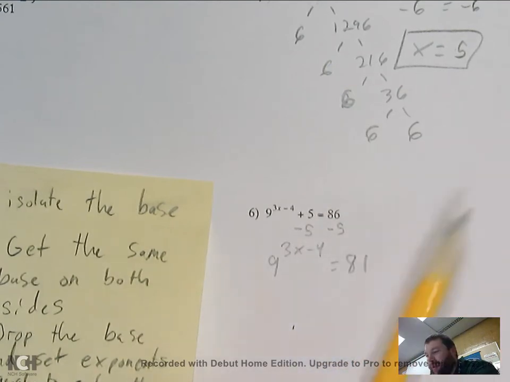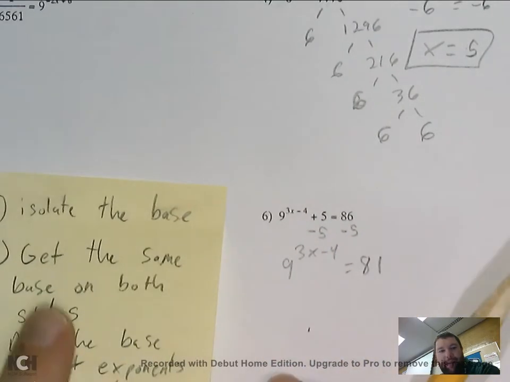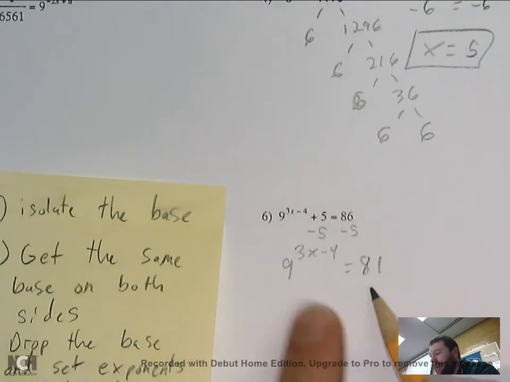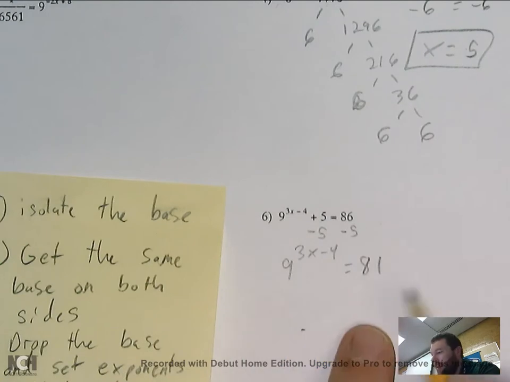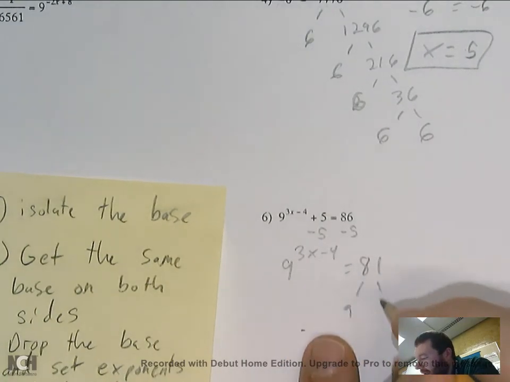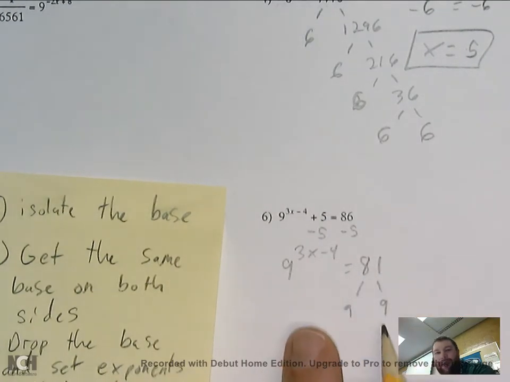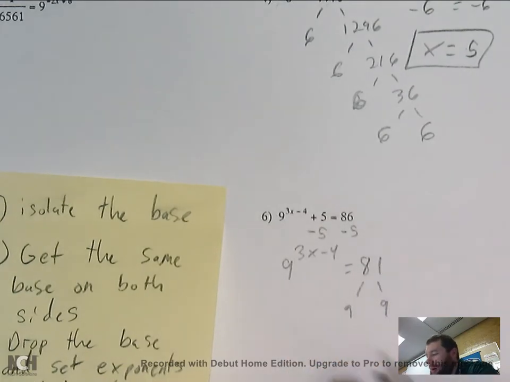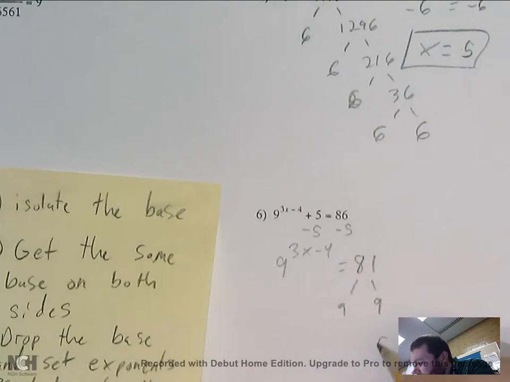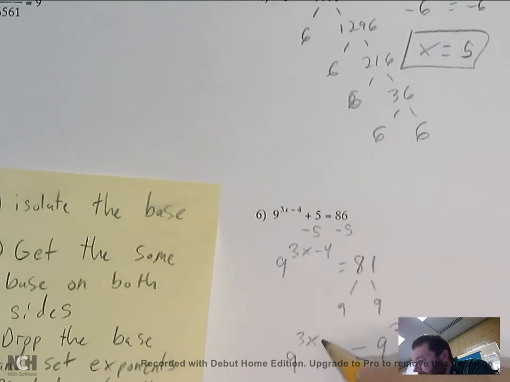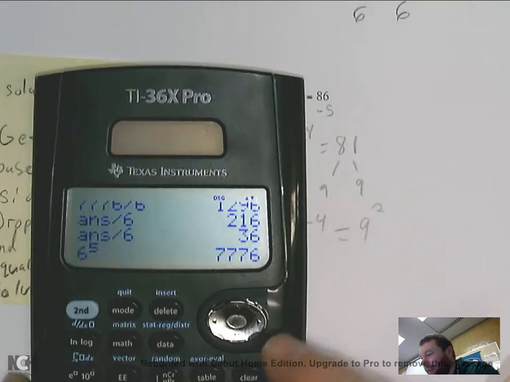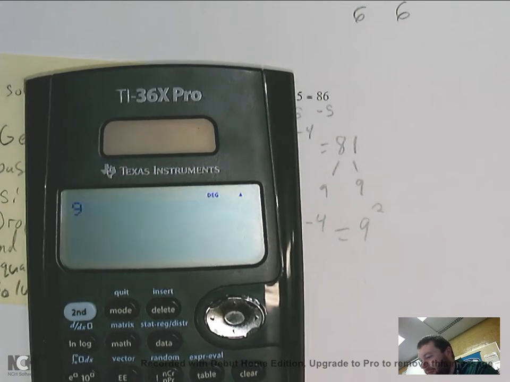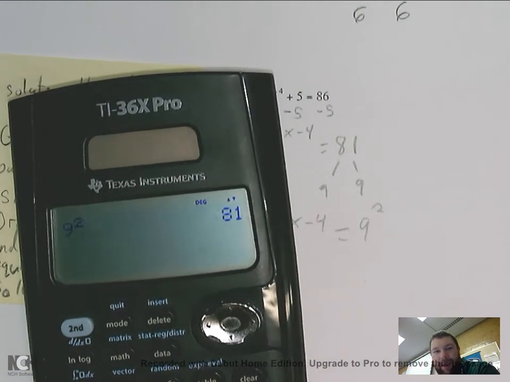Now the next step is to get the same base on both sides. So I've got to break this 81 down to a base of 9. So I'm going to divide by 9, and 9 goes into 81 9 times. So I could rewrite 81 as 9 to the second power, and that's still equal to 9 to the 3x minus 4. Now 9 to the second should be one that you all know, but again, if I'm double checking, 9 to the second is 81.